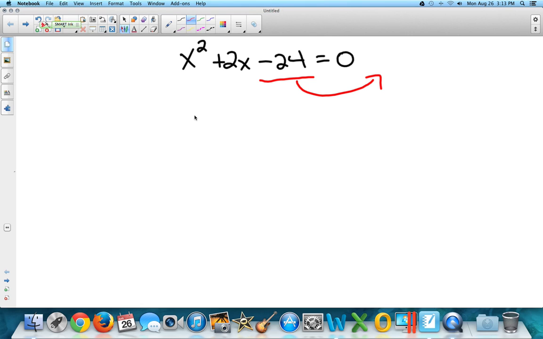So I'll have x squared plus 2x. Now notice I leave some space. So leave space here, equals a positive 24.